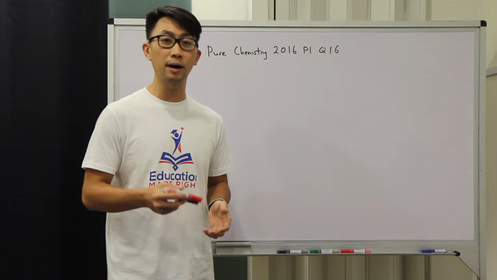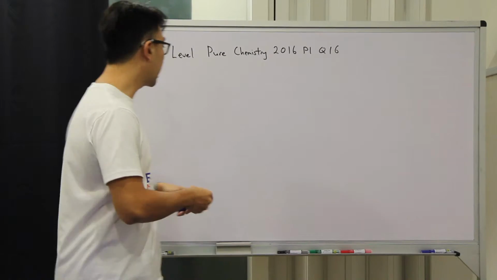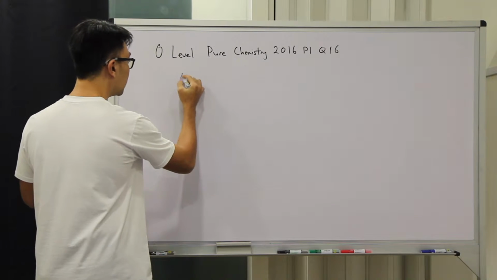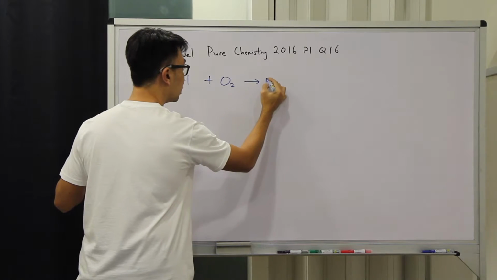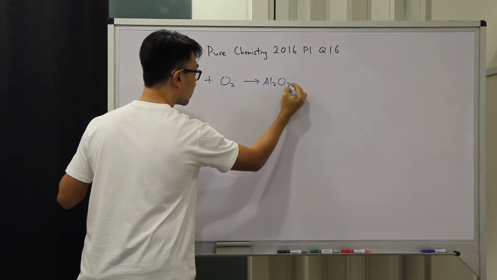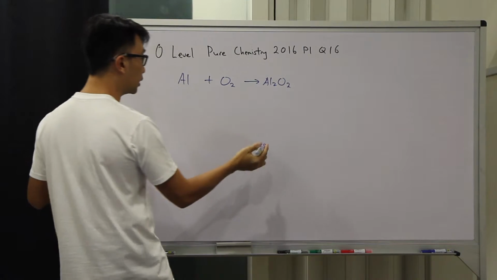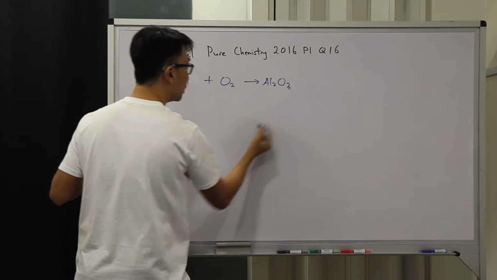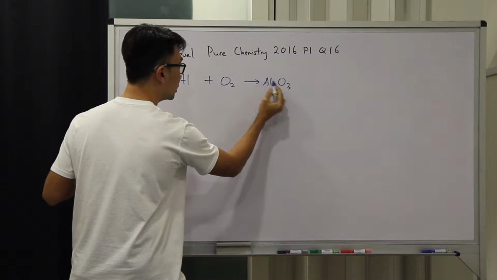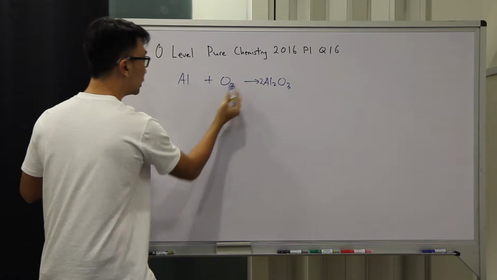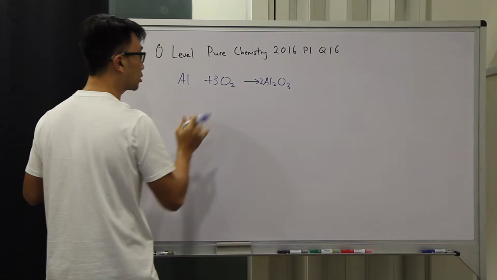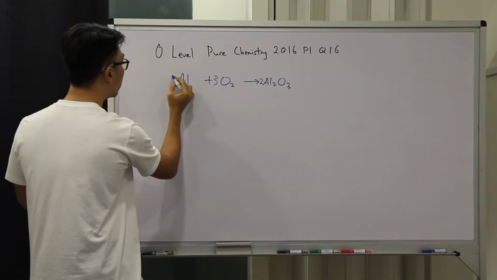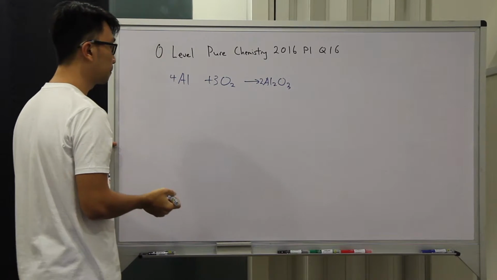For A, it is talking about aluminium oxide. So we have the metal aluminium reacting with oxygen to give us aluminium oxide. Let's try to balance this equation. So if we need 2 oxygen here, we'll put 2. That will need 3 so that we can balance the 6 oxygen. And all in all, we'll have 4 aluminium here.